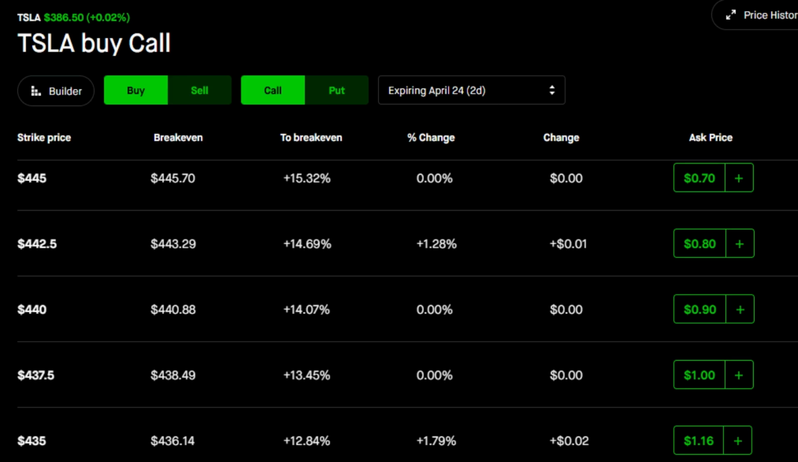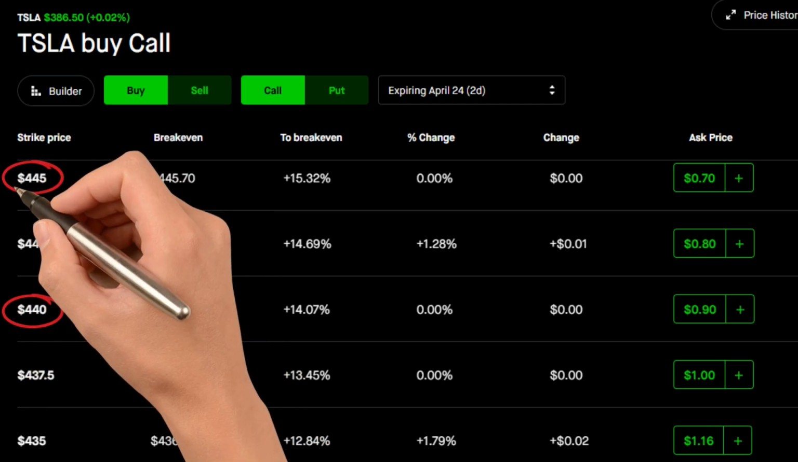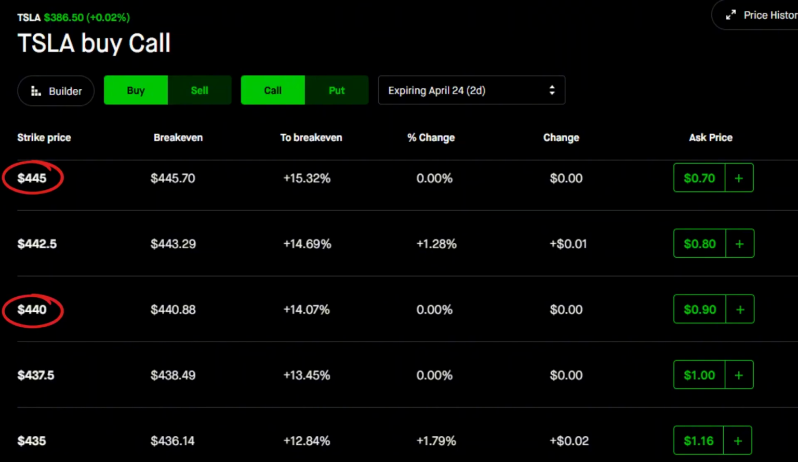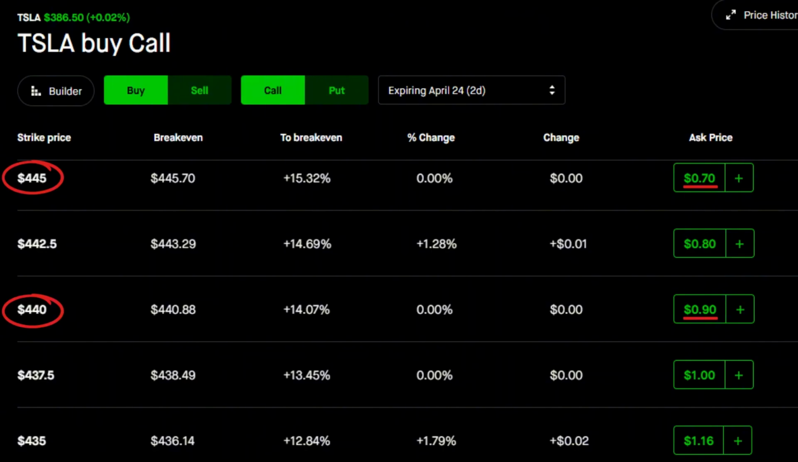Let's go back to the reference page. Let's compare the option between $440 and $445. The contract at $440 is selling at 90 cents, and the contract at $445 is selling at 70 cents. A contract at a higher strike price is cheaper because it's less probable that Tesla will hit $445 compared to $440. So in this case, they will need to offer you a cheaper price.